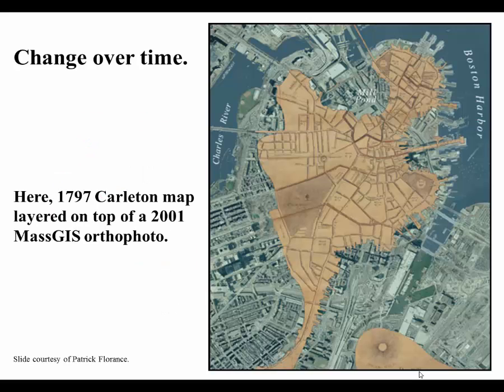First, you're wondering, what is georeferencing good for? One of the best things it does is help you visualize change over time. Here, our first image shows a 1797 map by a man named Carleton, layered on top of a 2001 orthophoto, which is a geographically referenced aerial photo from Massachusetts GIS office. This is a striking example of how bringing an historical map into its true location on the ground can reveal wonderful things about how places change.